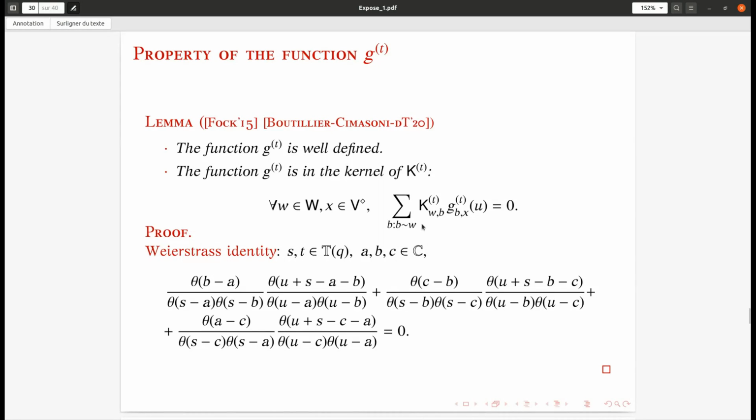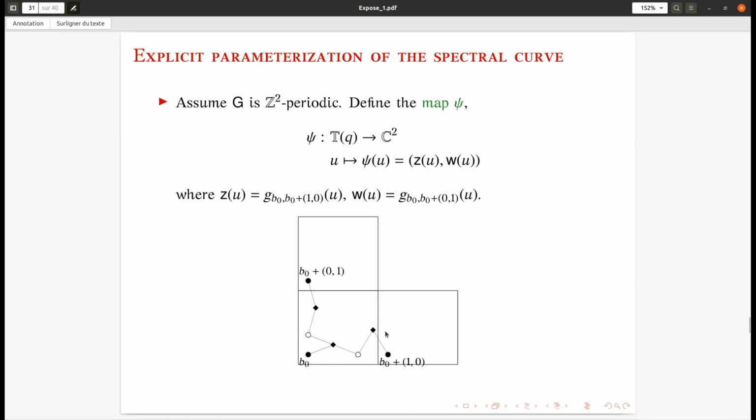And why is such a statement true? It's because of a wonderful identity which is known as the Weierstrass identity. Okay, so it's an identity of the 1900s. If you write this out, then you see that it's equivalent to having this identity, and that's why it's true. And so now we have all the tools that we need.